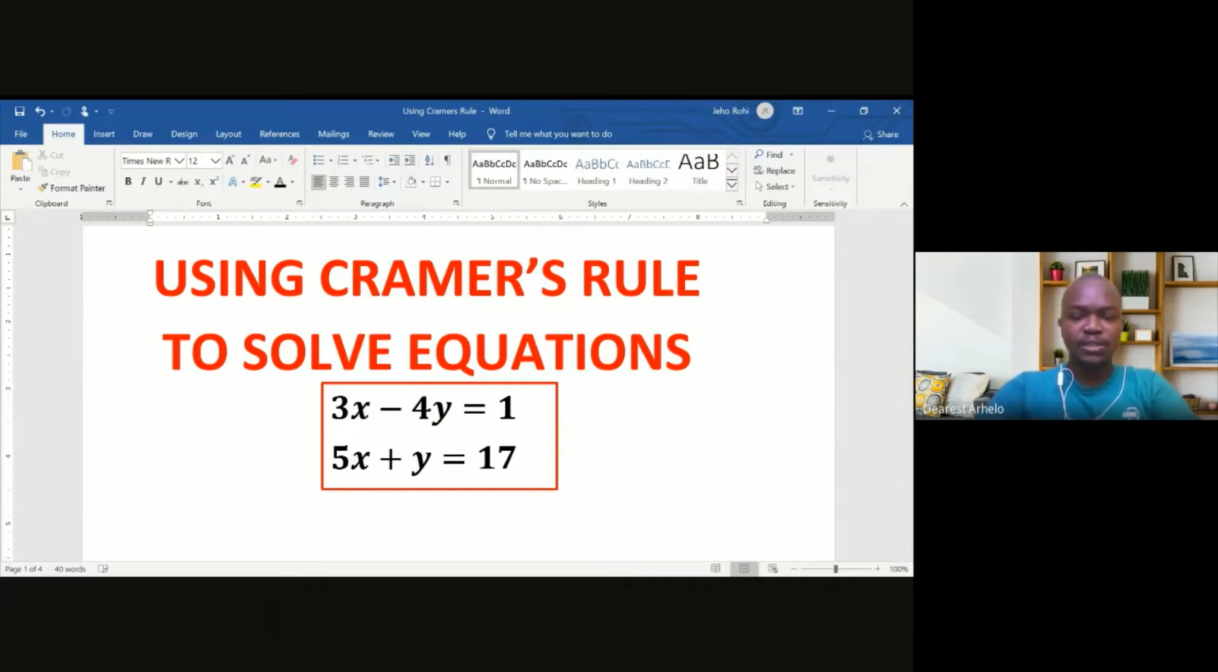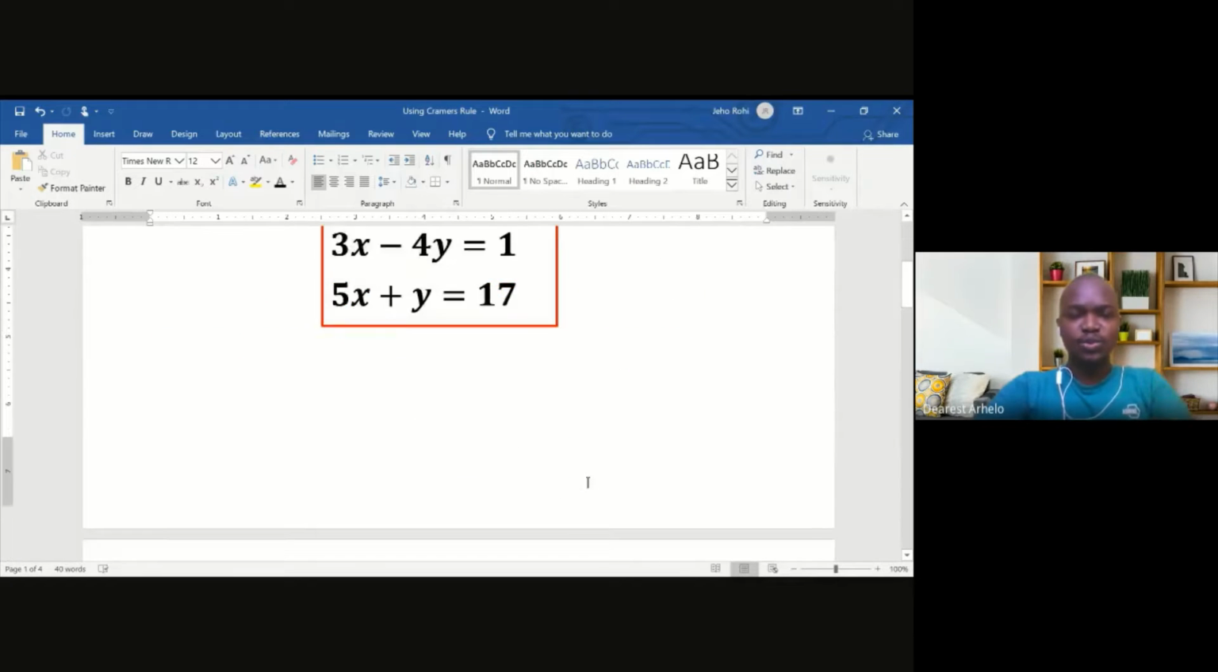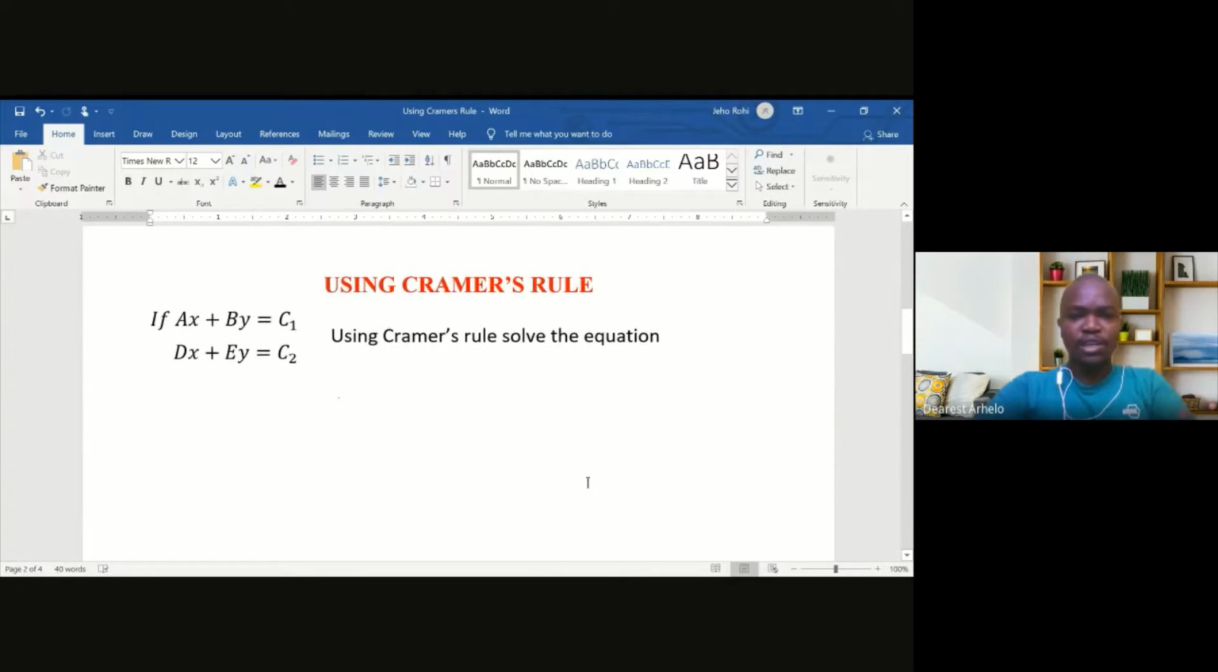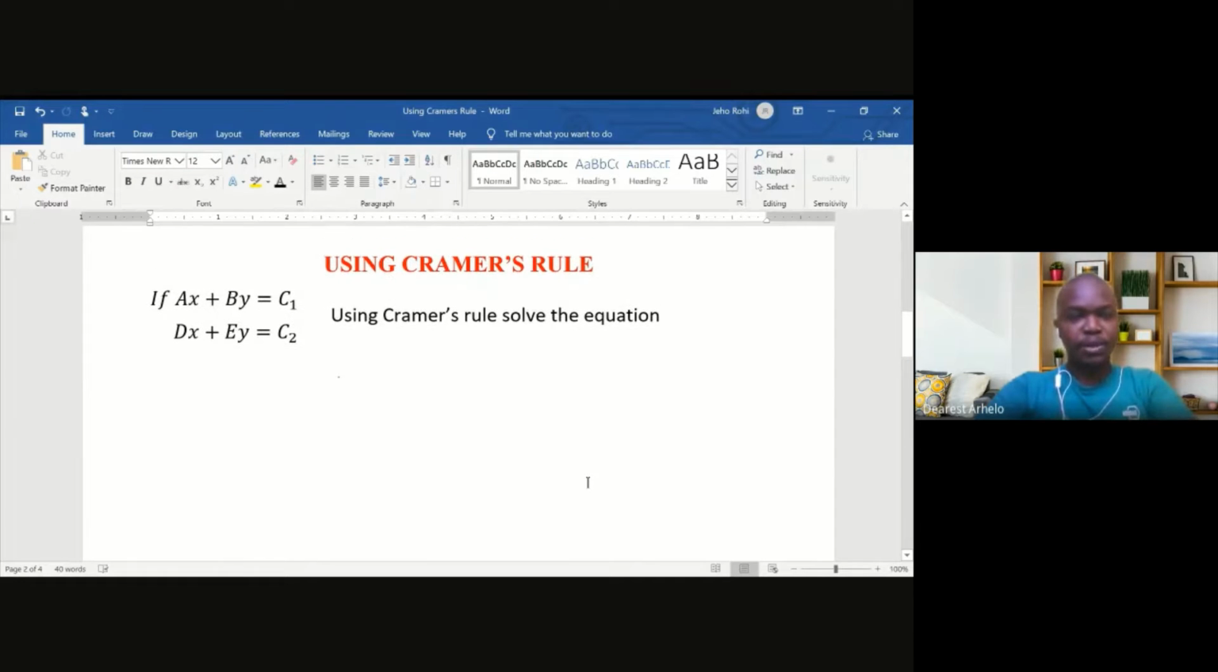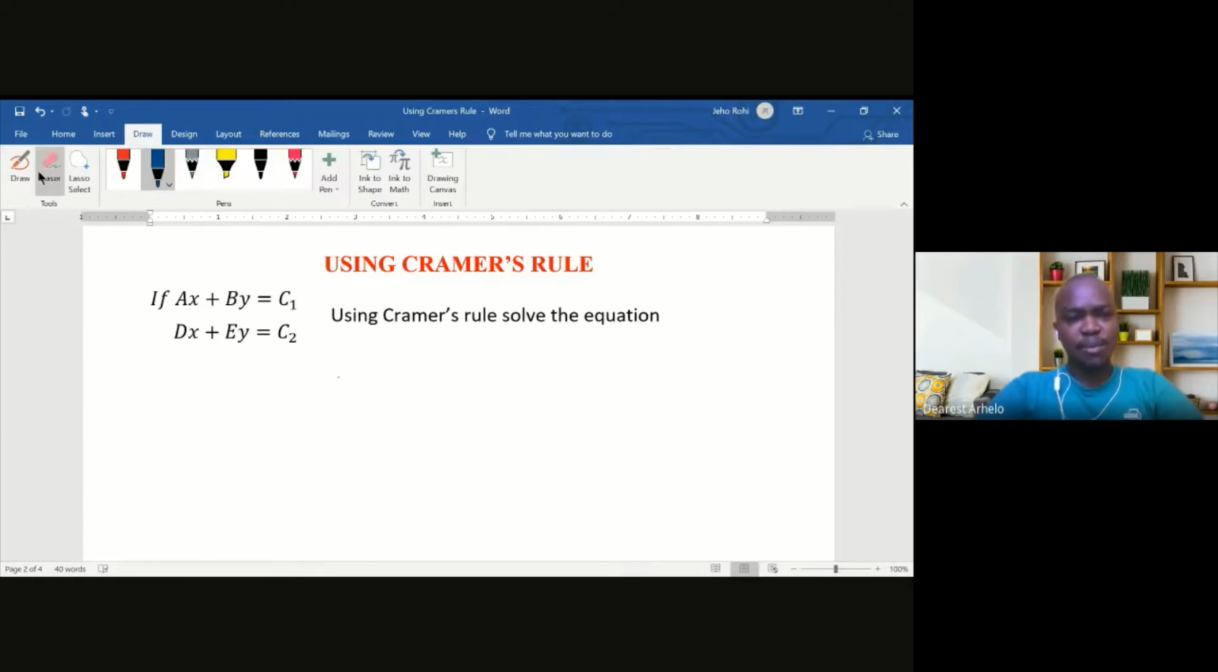So we shall be looking at how we can use Cramer's rule to solve equations. For example, we are given an equation in this form: ax plus by equal to c1 and dx plus ey equal to c2. Know that the x and y are the variables and the c1 and c2 are the constants. Now we can use Cramer's rule to solve this system of equations.